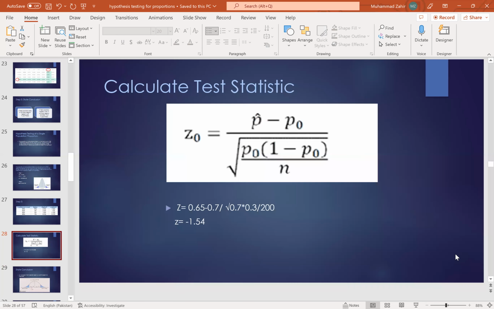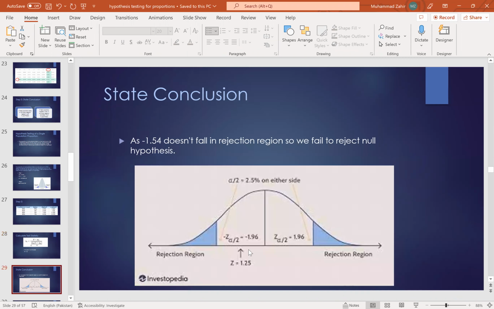By putting the values in this formula, p hat minus p naught over the square root of p naught times 1 minus p naught over n, we put in all the values and calculated z as minus 1.54. What does it mean? As you can see, this is the rejection area and this is the acceptance area. The critical value is 1.96. We calculated 1.54, which does not fall in the rejection region. So we fail to reject the null hypothesis. So it would be in the acceptance region.